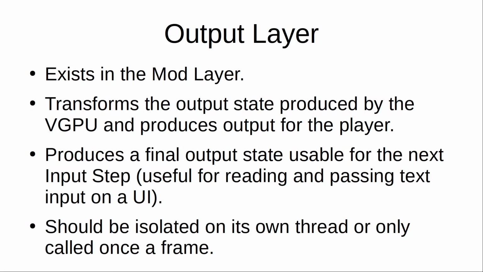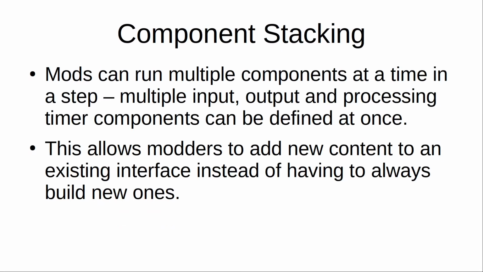It produces a final output state usable for the next input state, useful for reading and passing text on the input on the UI. And it should be isolated on its own thread or only called once per frame. That's really important, guys. The output should only be processed once. Think of it like how on retro gaming consoles you have the v-blank state, right? That's the time you get to write everything to the screen. That's the way you should look at output.